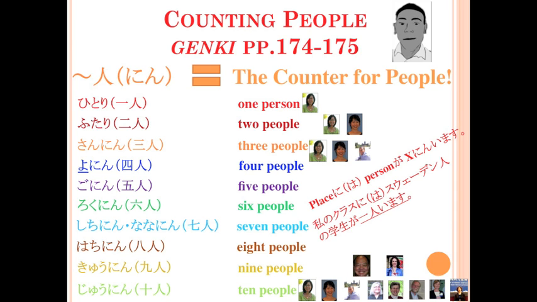In this lesson, we learned the counter for people, nin. We also discussed 2 irregular counters, hitori for one person and futari for 2 people, as well as how to count the number of people in a given location.